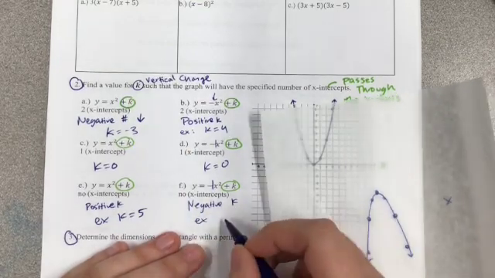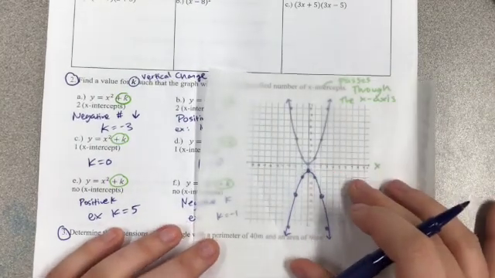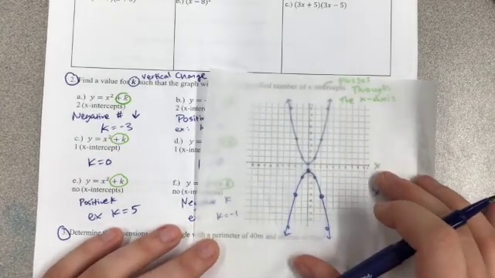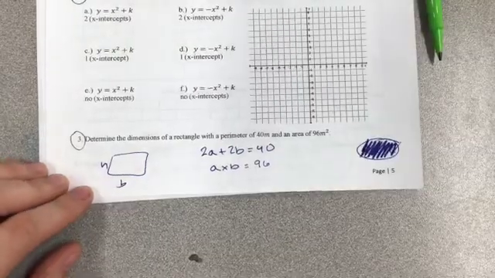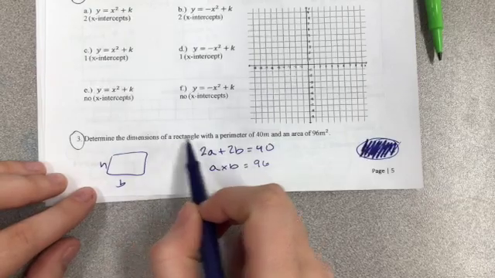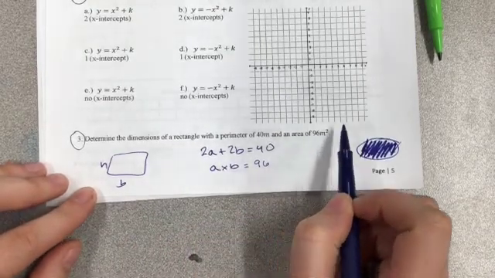An example could be k equals -1. If I move it down 1 unit, it's not touching my x-axis at all. Okay, number 3. Determine the dimensions of a rectangle with a perimeter of 40 meters and an area of 96 meters squared.